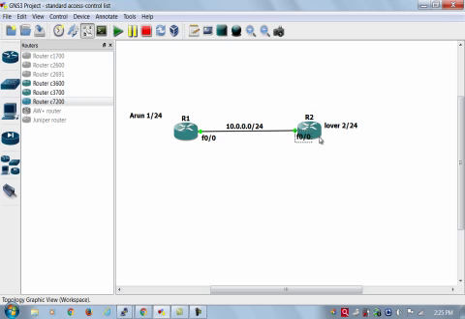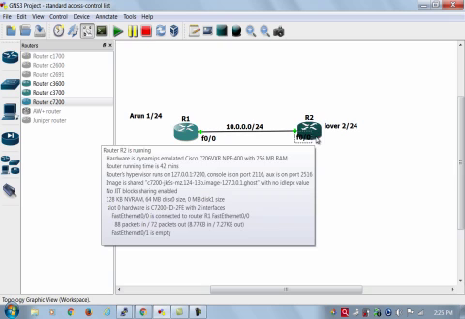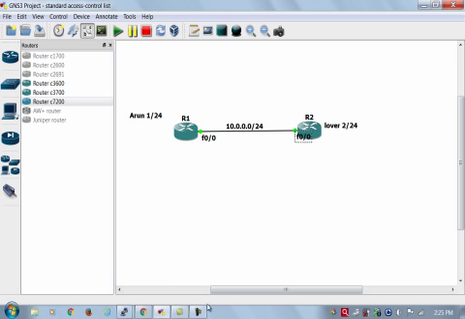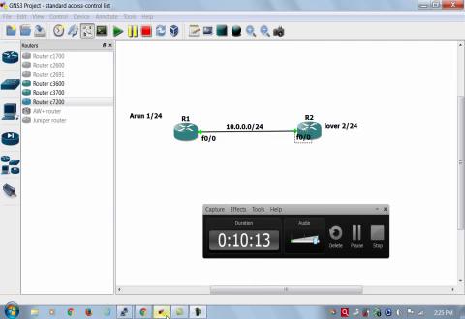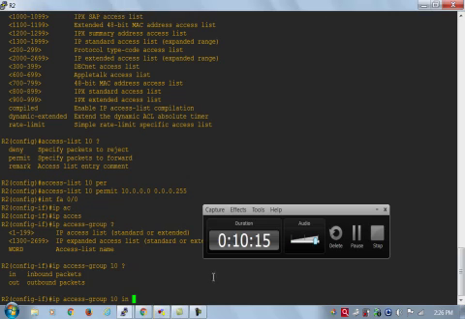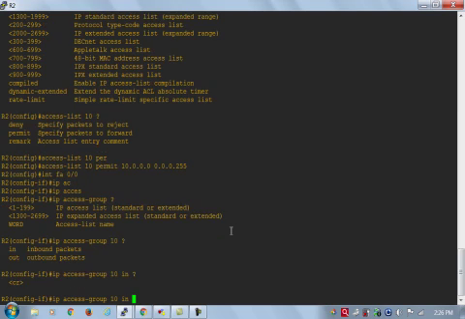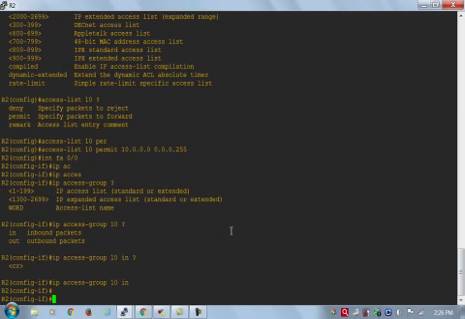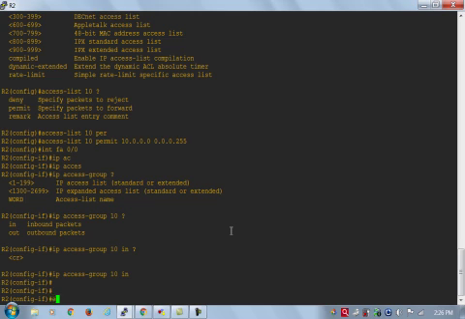Please apply this access control rule. That is, if anyone is coming from the 10 network, then the inbound packet reaching R2, please allow it. The rest of all, you can basically deny, or explicitly deny them. Okay, so this has been done.